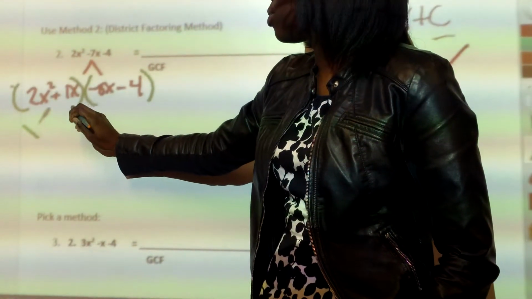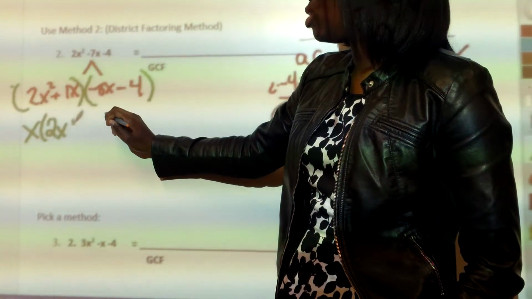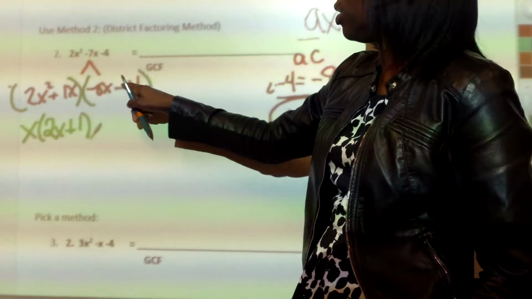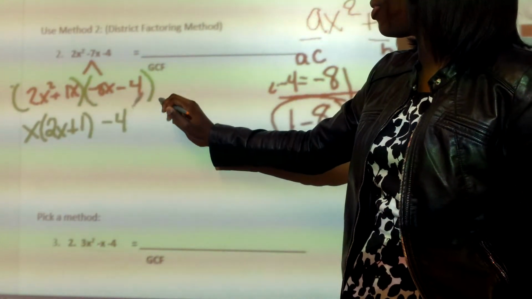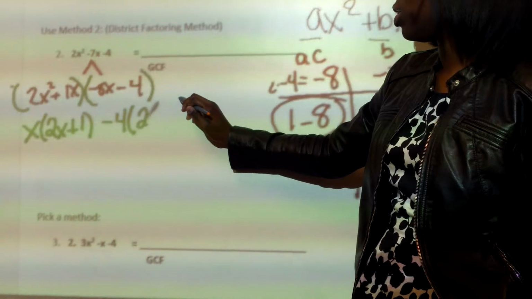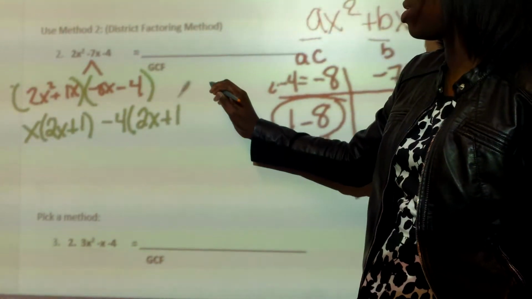The x. So we pull out an x, and that leaves us with 2x plus 1. And then what's the common factor in this one? We could pull out a -4, and that leaves us with 2x minus 1. Or we pull out a -4, so 2x plus 1.